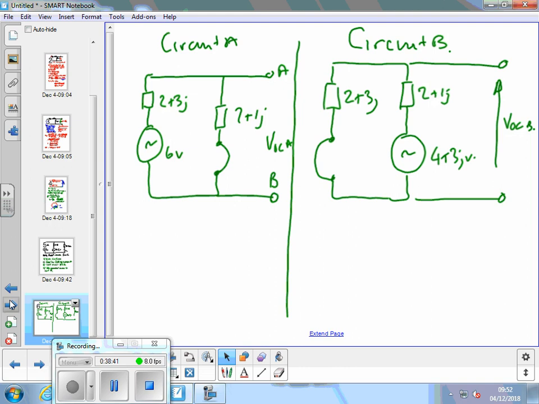Still just a process. The numbers are more complicated, but the process of doing it is no different to what we've done before. They're both series circuits with only one current in as they stand. So, see if you can find the overall V open circuit.